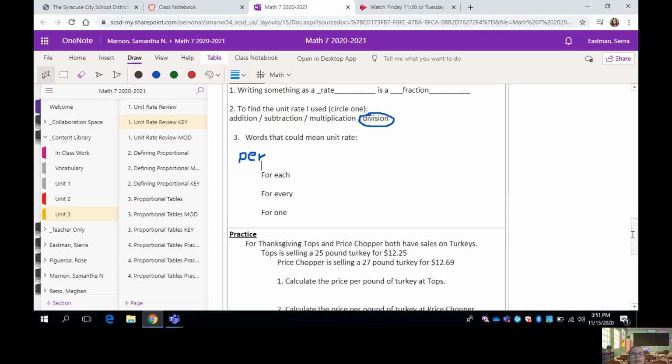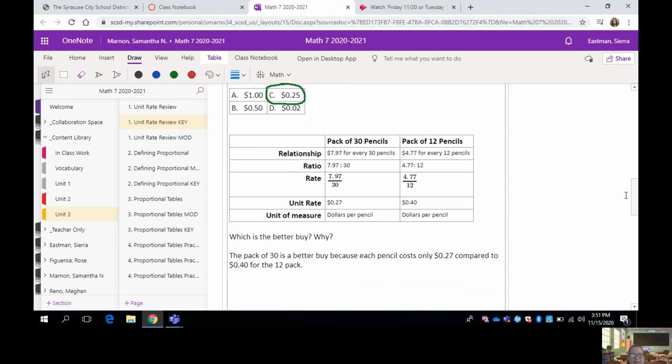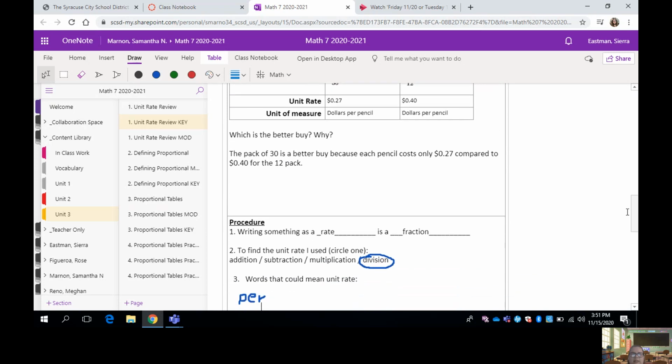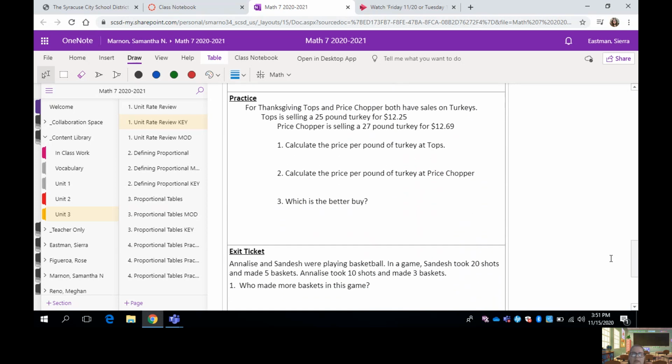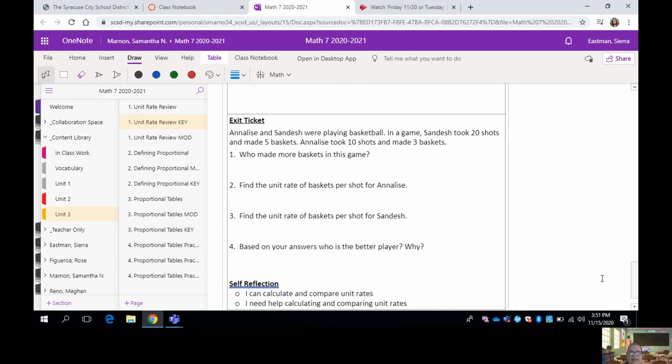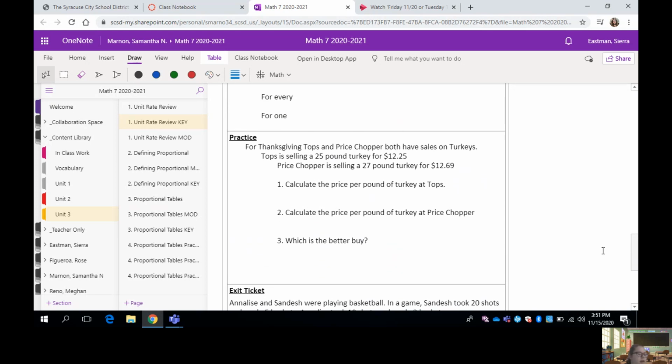I feel like I've been rambling on and on. We have lots of notes in here today. We're reviewing our unit rate, a little bit of ratios and looking at the relationships. We have our procedure down. Now we're going to use that for our practice and our exit ticket. So pause the video and then come back and I'll have our answers up for us. And if there are any questions at all, make sure you're asking your teachers those.